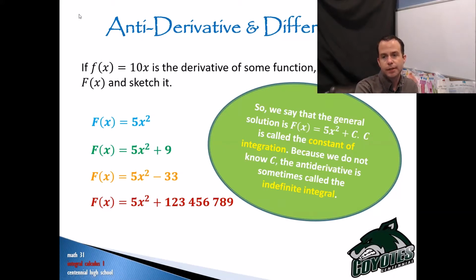C is called the constant of integration. Because we do not know c, the antiderivative is sometimes called the indefinite integral. Now, there will be opportunities along the road where we actually do figure out c in a particular context, okay? But when we're just writing c, then the antiderivative is called the indefinite integral, okay?